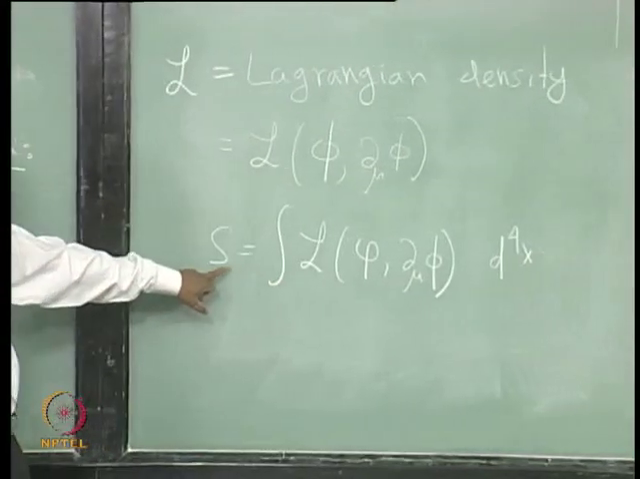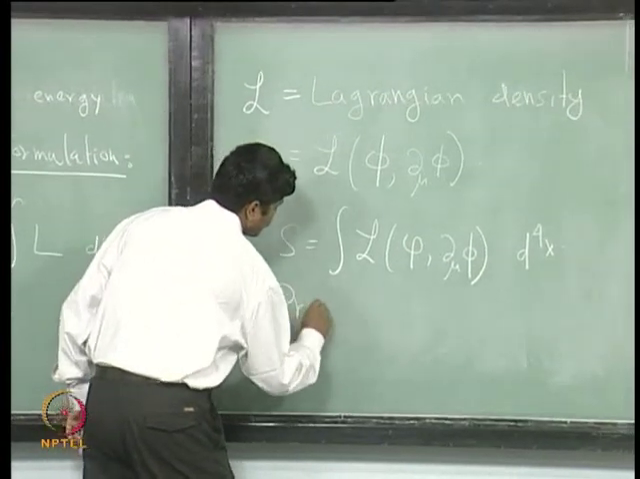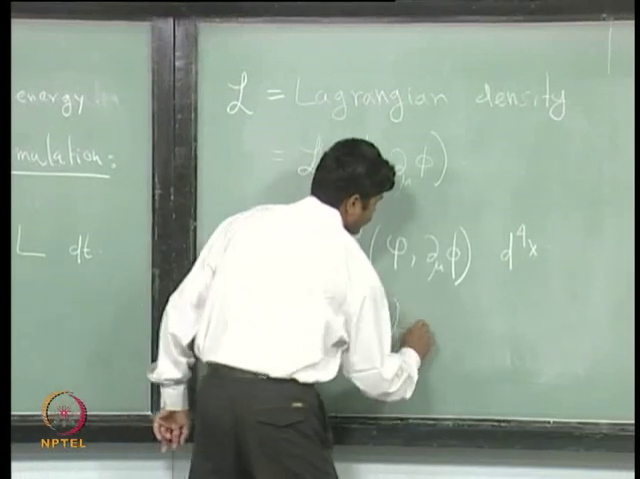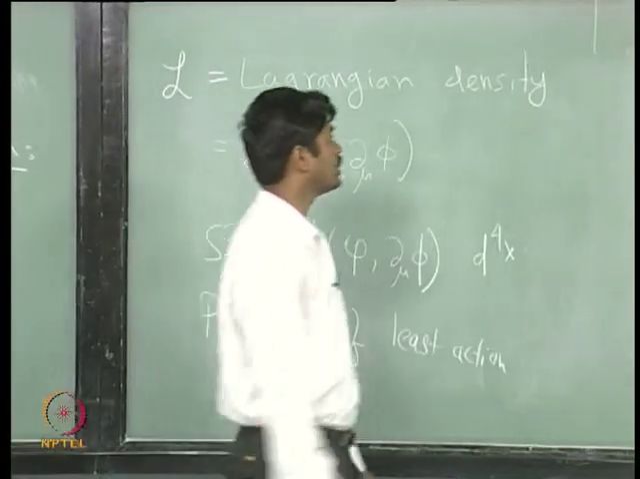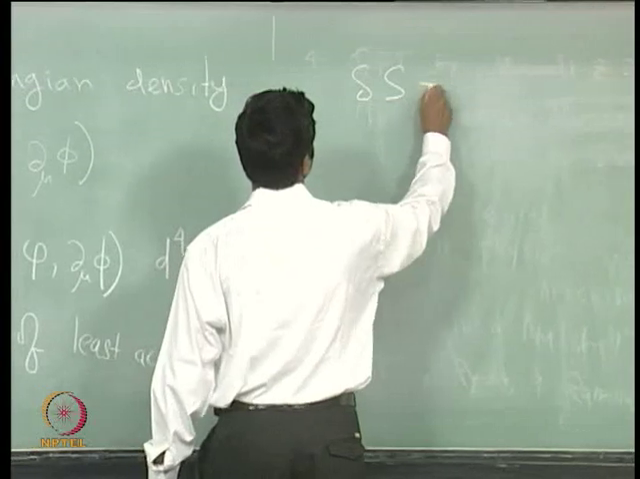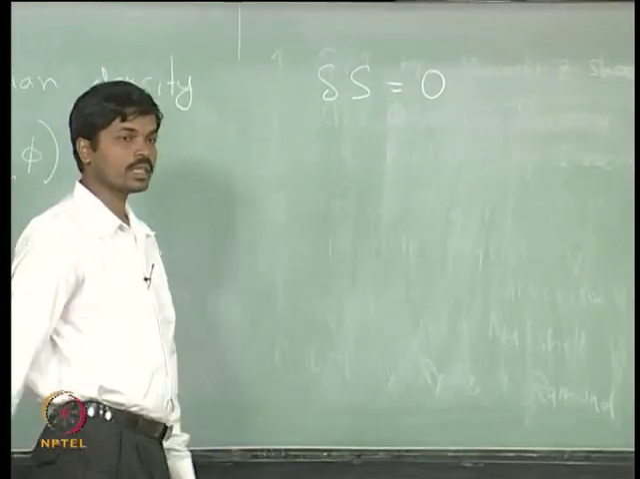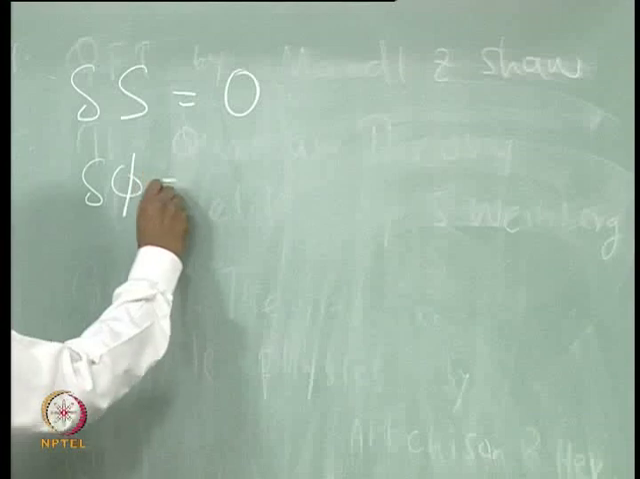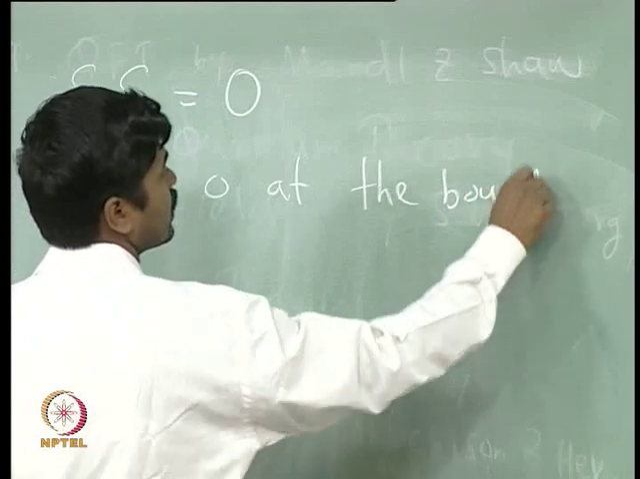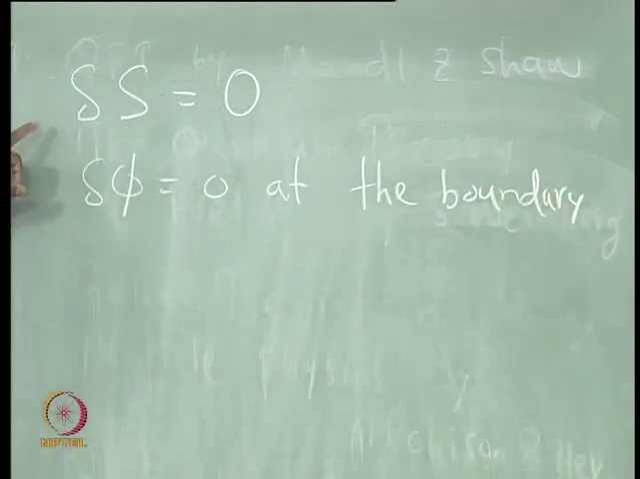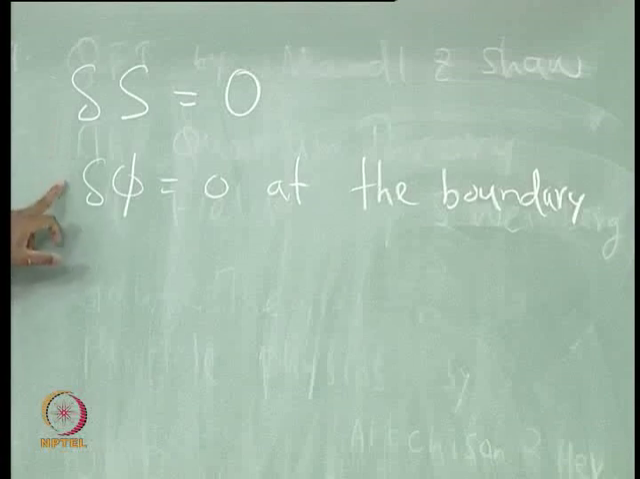We will find the equation of motion from this action by using the principle of least action, so what we will do is that we will set the variation of the action to be 0 with the restriction that the variation of the field, delta phi, equals 0 at the boundary. This condition will give us the equations of motion. So let us derive the equations of motion from this condition.